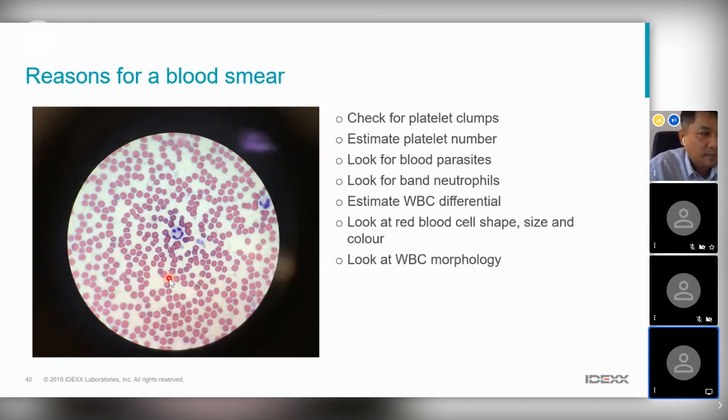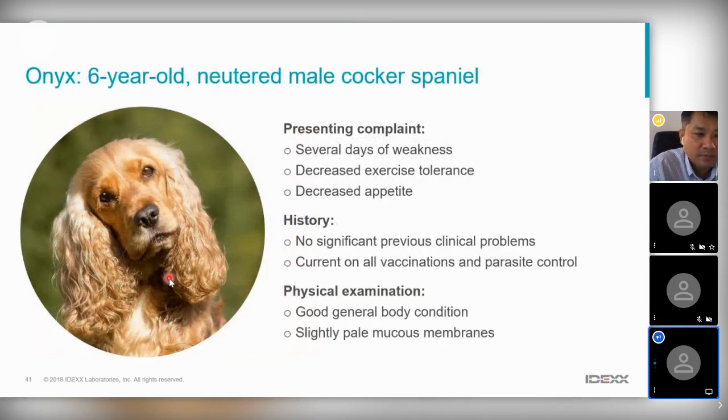Ok. So thank you, Professor Tang. Let's move to the last part of our today's webinar, the case study of Onyx, a 6-year-old neutered male Cocker Spaniel. With Onyx, the presenting complaint was several days of weakness. He was not doing well, with decreased exercise intervals. He was not able to do the daily walk that he used to do earlier. He was reluctant to go out. Along with that, he had decreased appetite as well. He was not eating well, having only half of his diet as told by his owner.